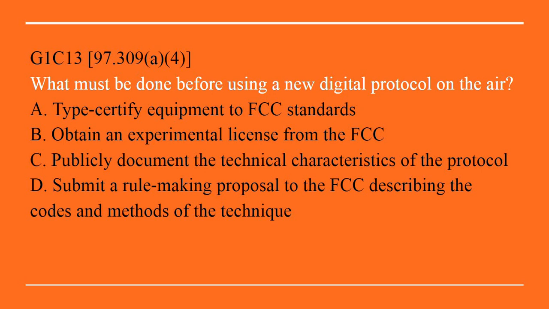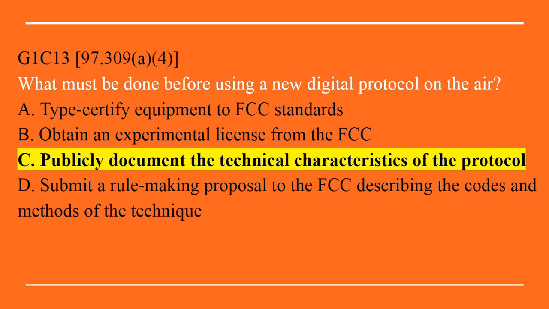G1C13. What must be done before using a new digital protocol on the air? A. Type-certify equipment to FCC standards. B. Obtain an experimental license from the FCC. C. Publicly document the technical characteristics of the protocol. Or D. Submit a rule-making proposal to the FCC describing the code and methods of the technique. Correct answer C. Publicly document the technical characteristics of the protocol.